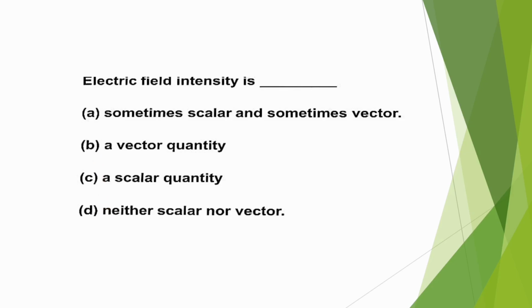We all know that electric field intensity is the strength of an electric field at a given point and is calculated by dividing the electric force by the charge. Since force is a vector quantity and charge is a scalar quantity, the result of the division will always be a vector quantity. So the correct answer is: electric field intensity is a vector quantity. So we'll proceed with the next question.